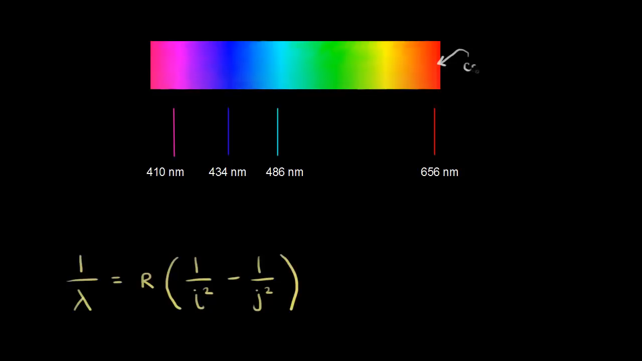I'm going to call this a continuous spectrum. It's continuous because you see all of these colors right next to each other, so they kind of blend together. So that's a continuous spectrum.